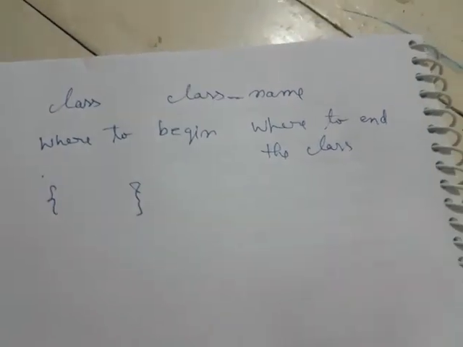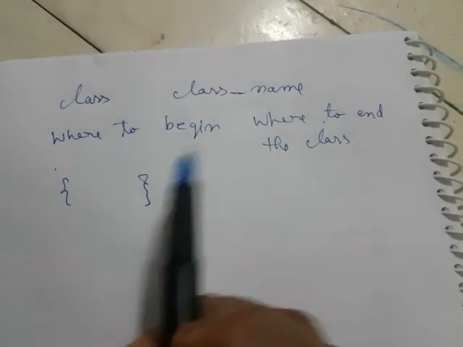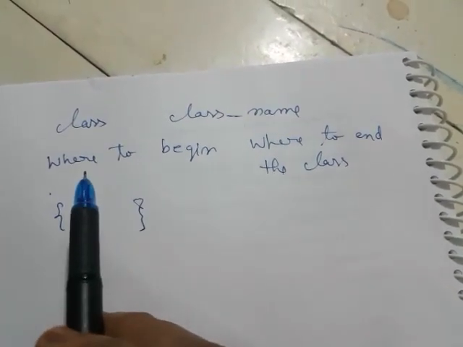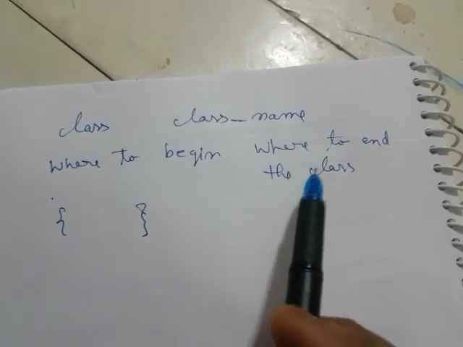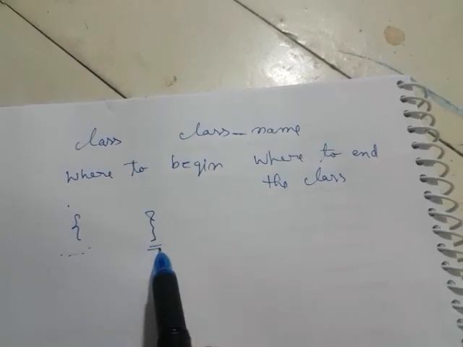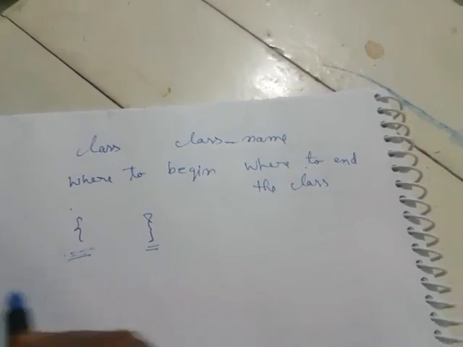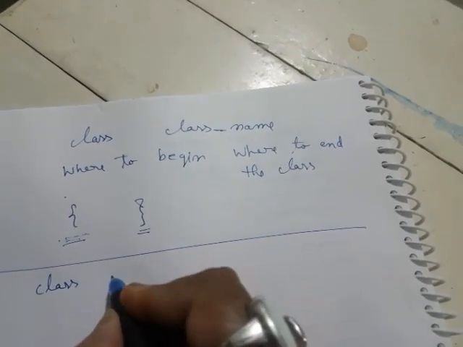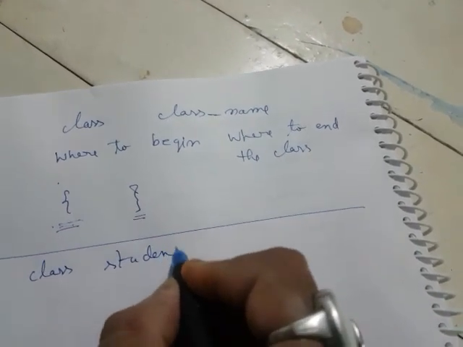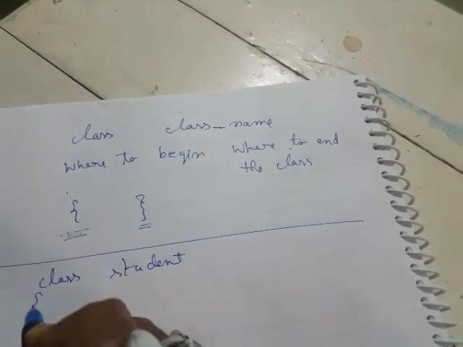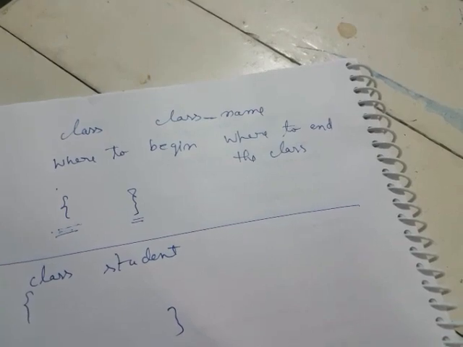Now students, you have a clear idea of how to write the class header. So the class name we have to write. After that, we have to think about where to begin and where to end the class. So these two curly braces are given for that. Suppose I have to write a class named student. So what I need to write: class student, curly brace open, curly brace closed.